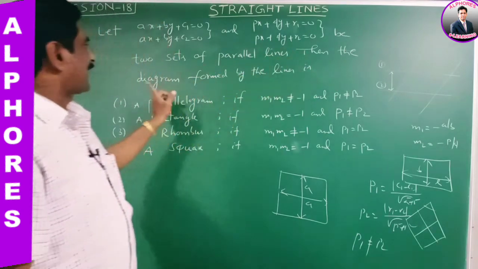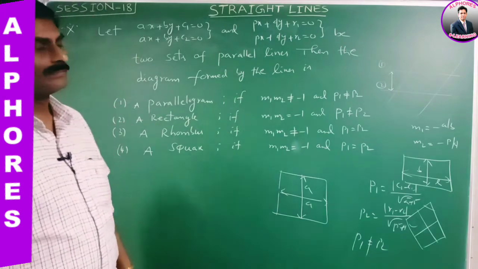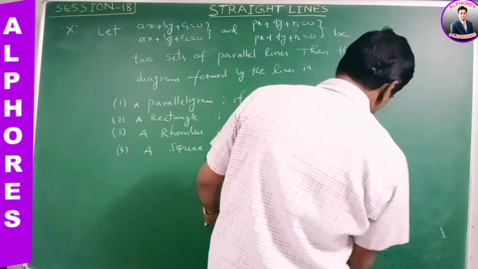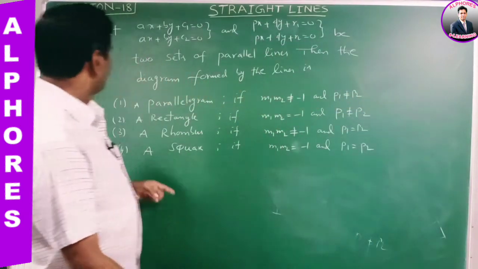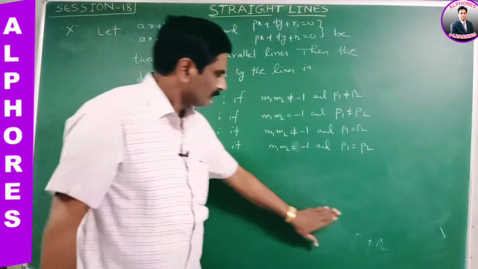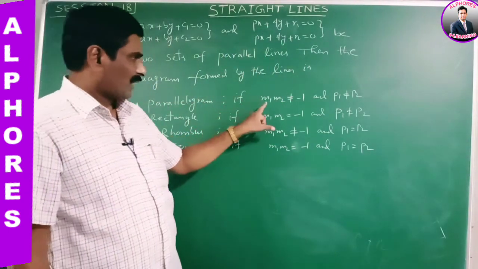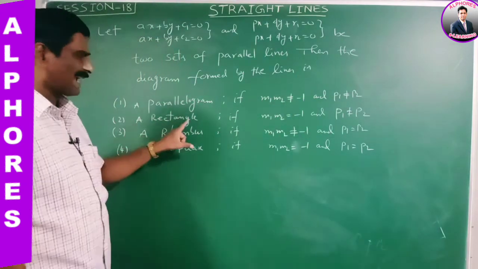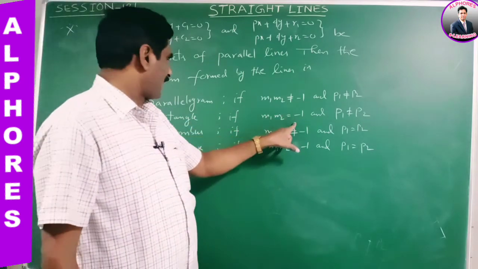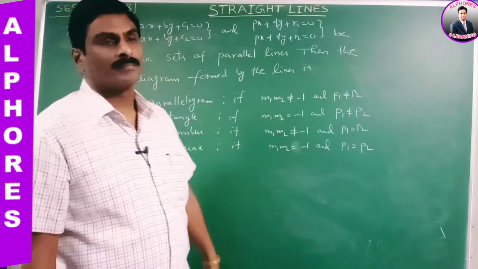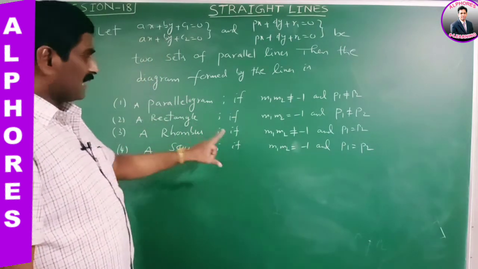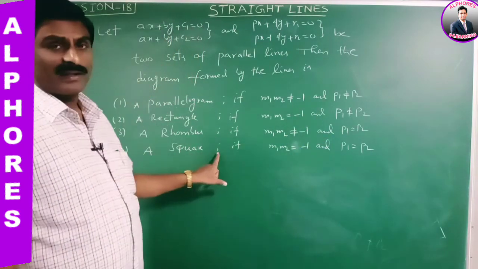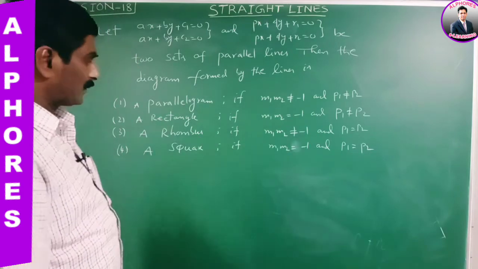Then the diagram formed by the lines is, first one, a parallelogram if m1 m2 is not equal to minus 1 and p1 is not equal to p2. A rectangle if m1 m2 is equal to minus 1 and p1 is not equal to p2. A rhombus if m1 m2 is not equal to minus 1 and p1 is equal to p2. A square if m1 m2 is equal to minus 1 and p1 is equal to p2.